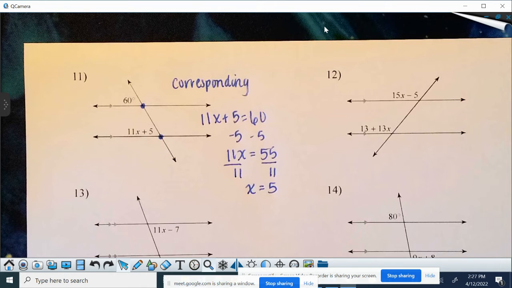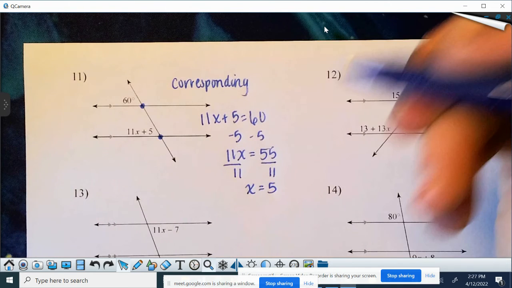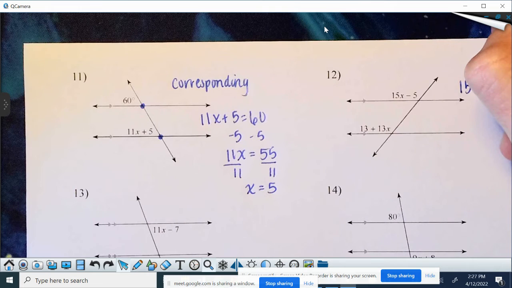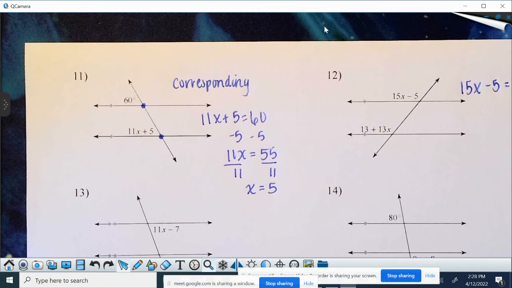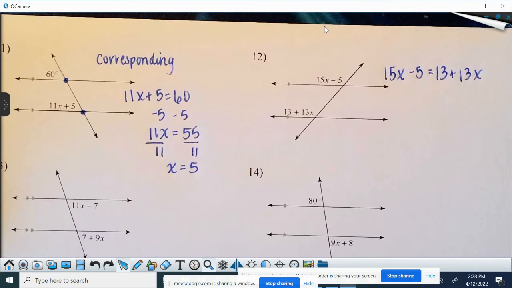Number 12, corresponding again. So just set them equal to each other. They're actually exactly the same, just a different set of numbers: 15x minus 5. And that's why I said it really is just memorizing the location and which ones are congruent and which ones are supplementary. Those are your two choices, congruent or supplementary, so equal to 180. And then you should be able to solve most all the problems.